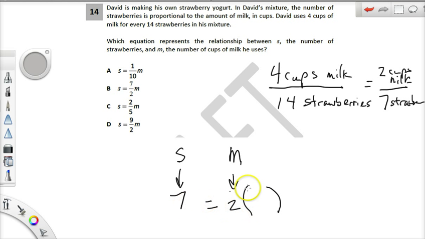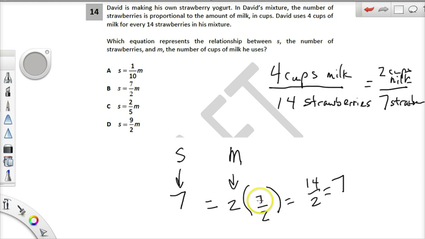You could know just from your math skills that if you multiply 2 times 7 halves, you're going to cancel out the 2 and the 2 and you're going to get 7. So if you multiply this out, you get 14 halves, which is the same thing as 7.